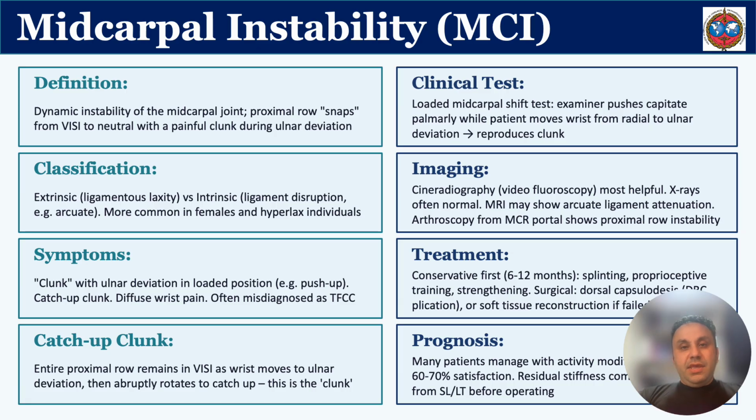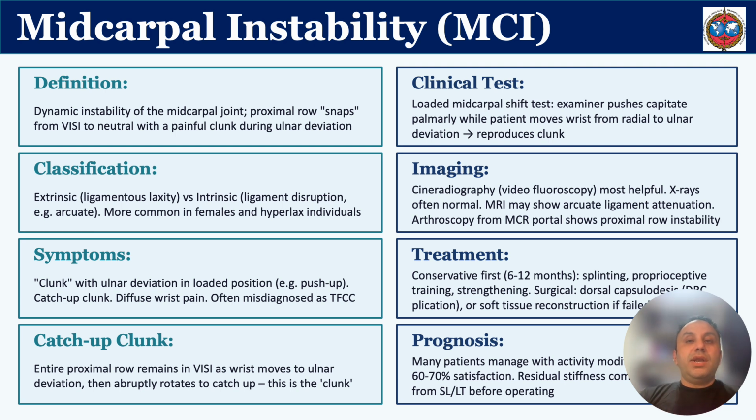Another type of instability is the midcarpal instability, which is a poorly understood entity characterized by instability at the midcarpal joint, so between the proximal and distal carpal rows. It is a carpal instability non-dissociative pattern. The proximal row moves smoothly from a VISI-like position in radial deviation to a DISI-like position in ulnar deviation, which is the normal column theory of normal motion.